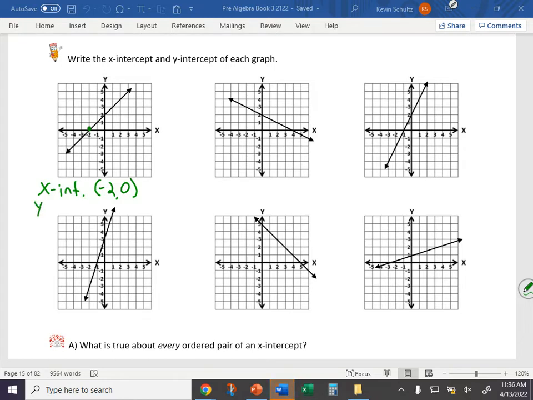What's the y-intercept of that first one? Okay. Positive. And how would you write that as an ordered pair?